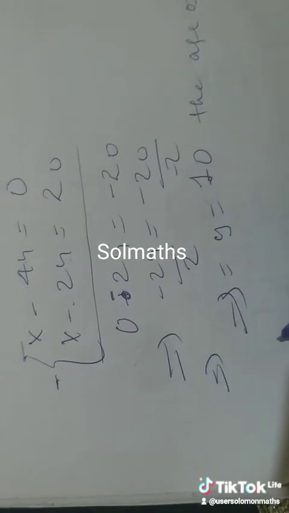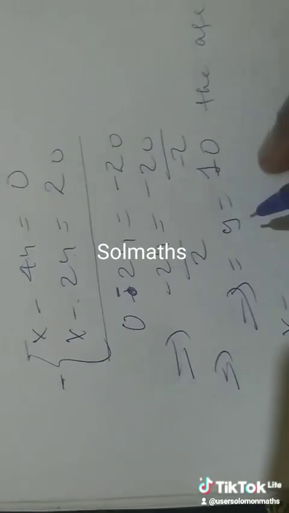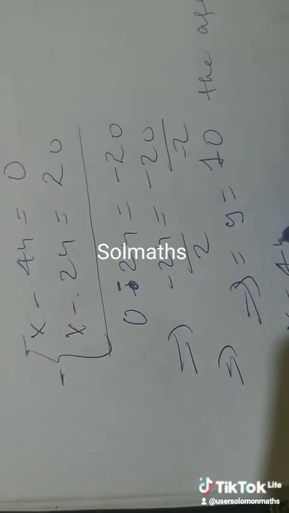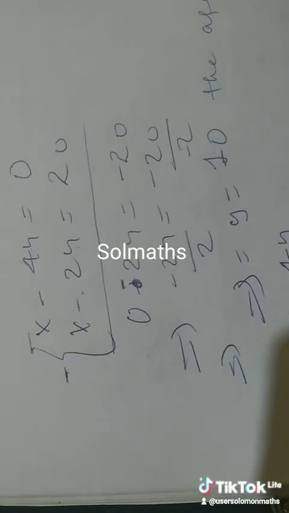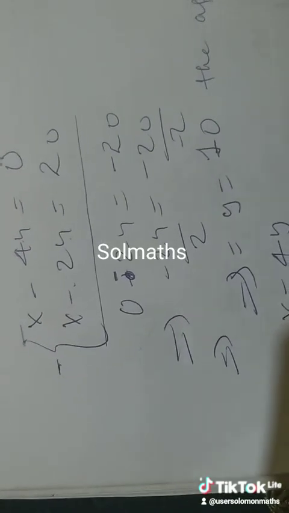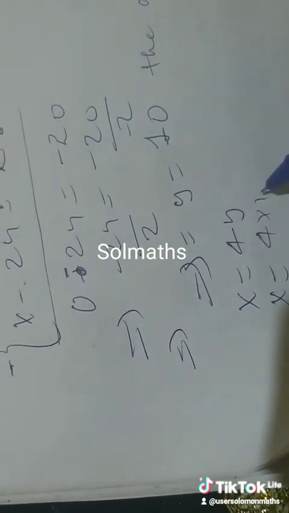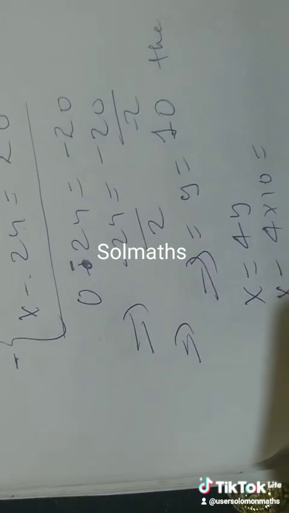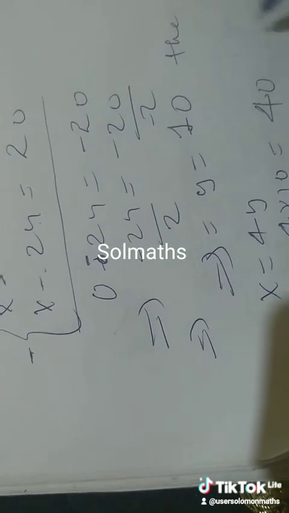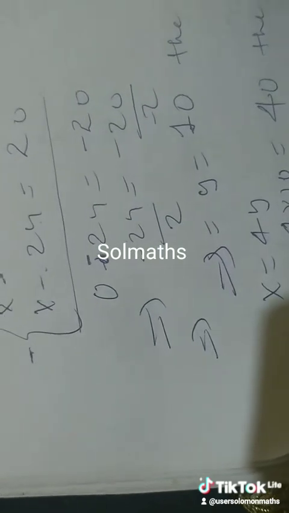Then X is equal to the age of a father, which is 4Y. So substituting 10 in place of Y, X is equal to 4 times 10, which is equal to 40. This is the age of the father.